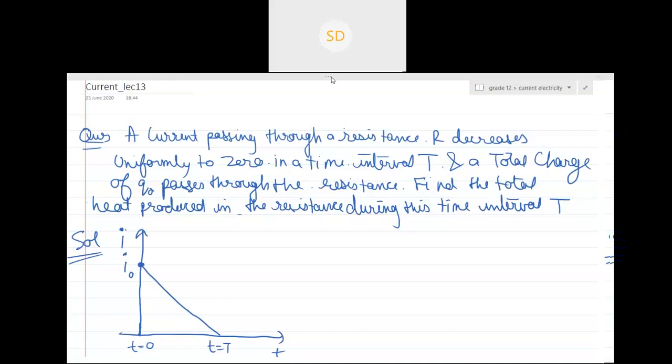What else is given in the question? Can you see the second line of the question? A total charge of how much? Q naught. Q naught passes. So basically, do you know this particular thing? The area under the current time graph gives you the charge. Everyone knows this thing, na? Chalo. So basically, we know this particular thing.